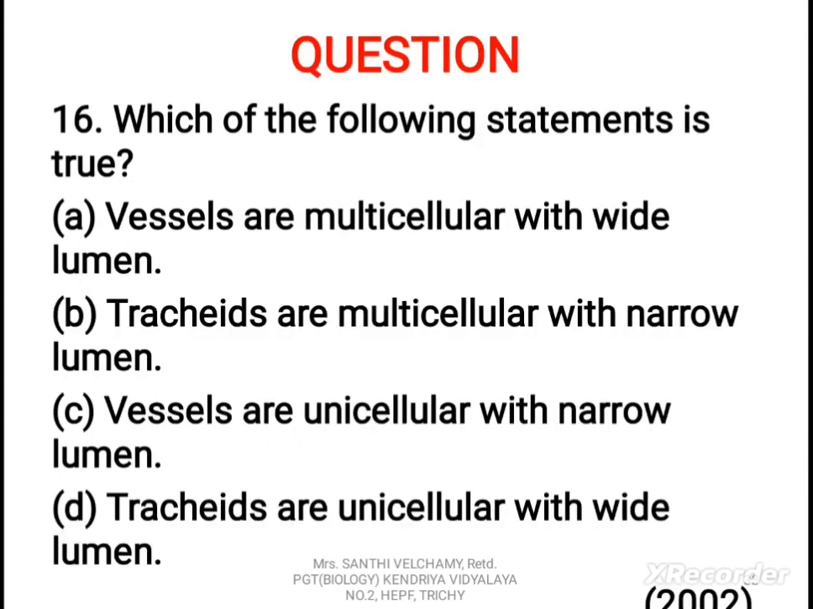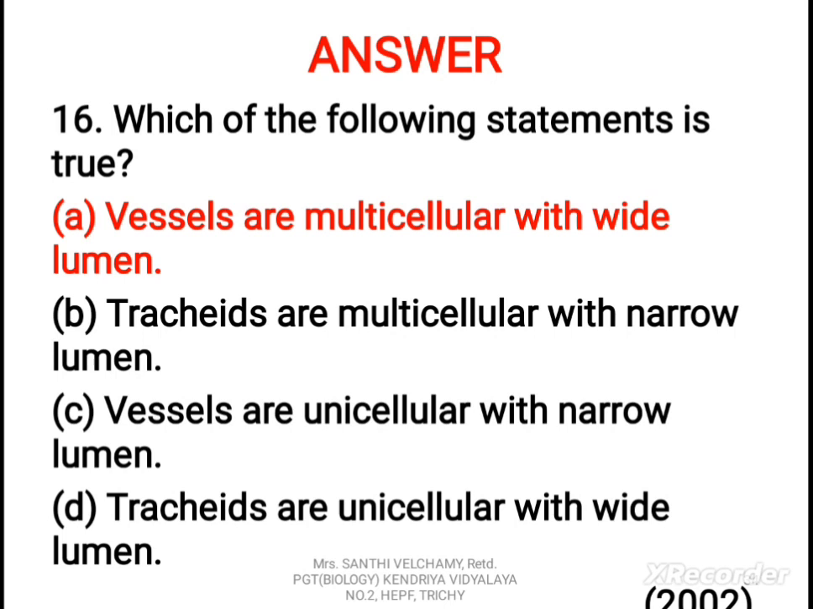So which of the following statements is true? A. Vessels are multicellular with wide lumen, B. Tracheids are multicellular with narrow lumen, C. Vessels are unicellular with narrow lumen, D. Tracheids are unicellular with wide lumen. The correct answer is A. Vessels are multicellular with wide lumen.